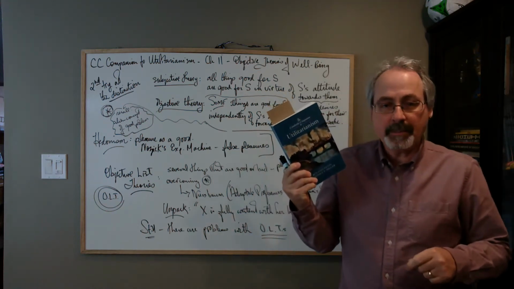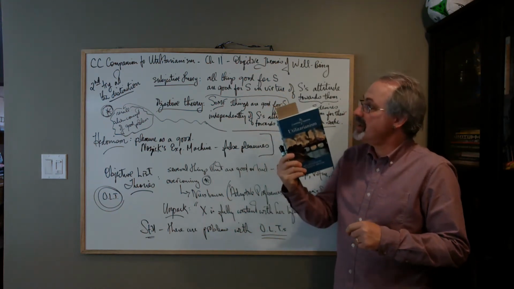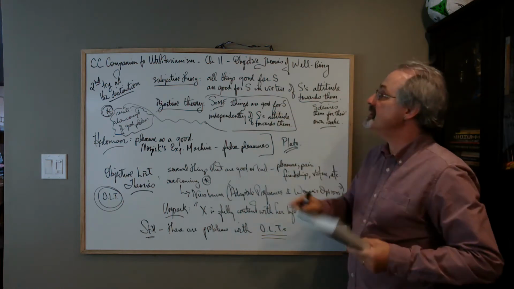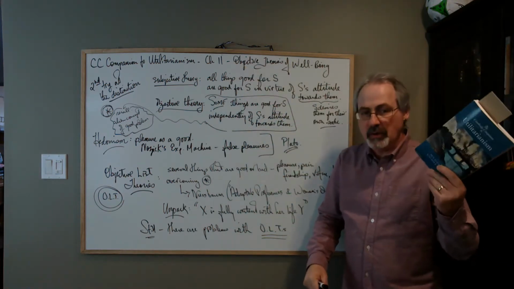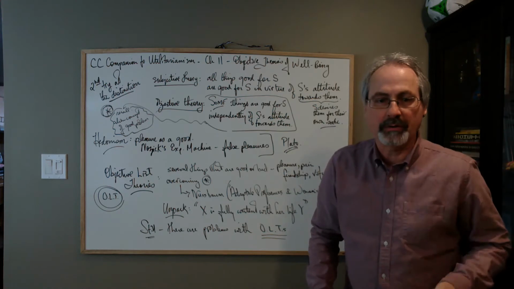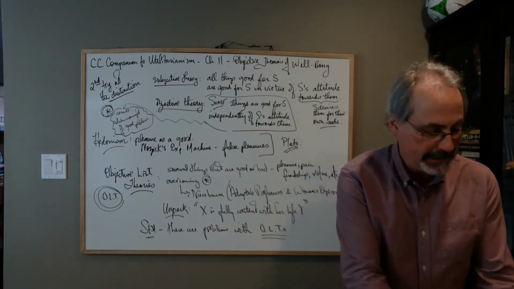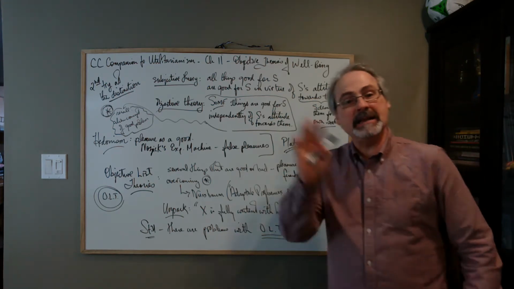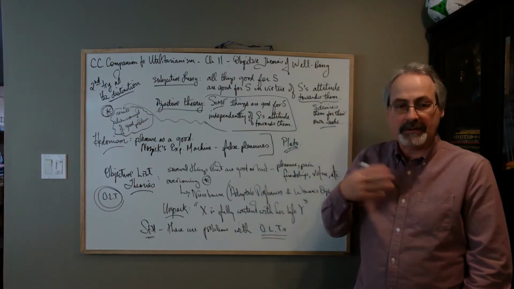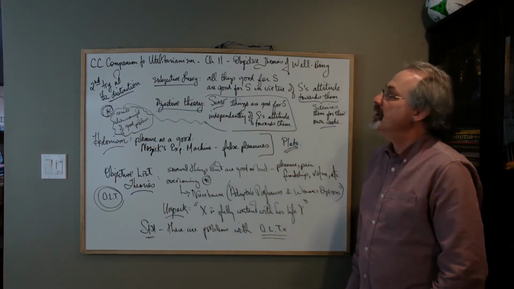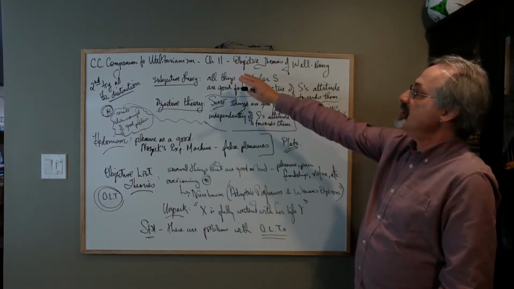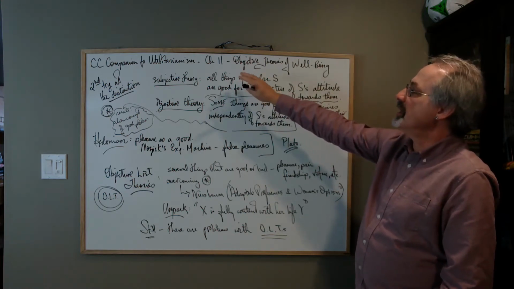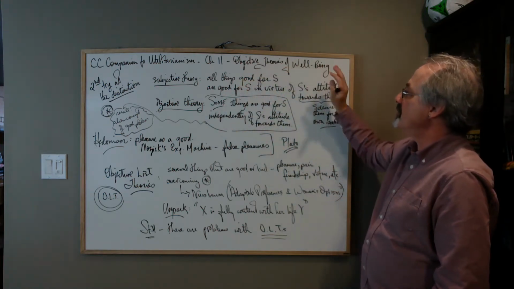So I'm finishing up with the Cambridge Companion to Utilitarianism with chapter 11. There's still tons more in this book, so don't consider this as by any means the final word on it that I would have or other people would have. But in this video, I'm going to start looking at chapter 11, Objective Theories of Well-Being.